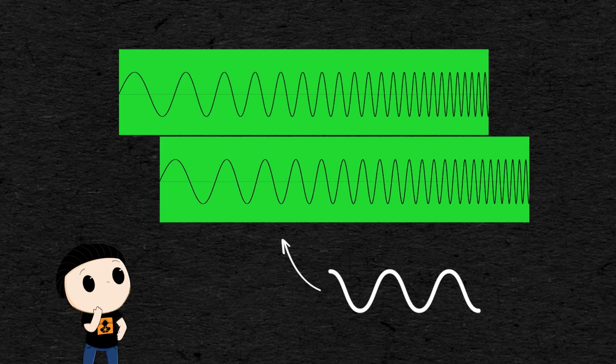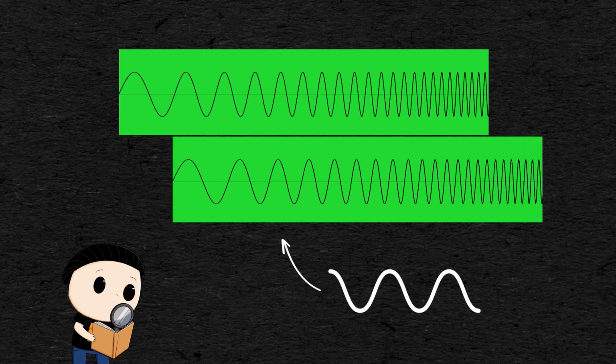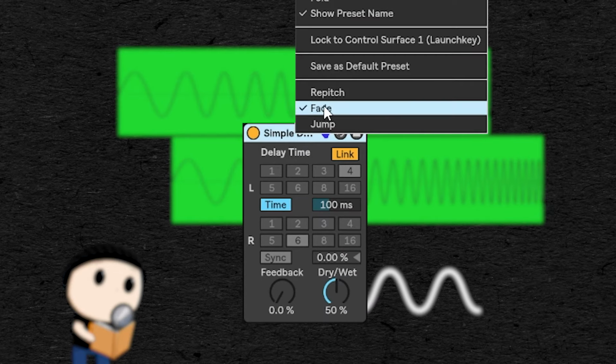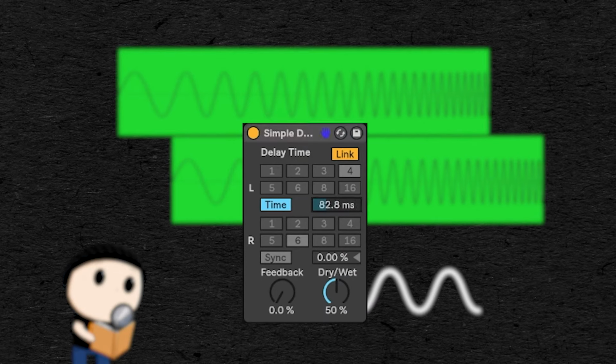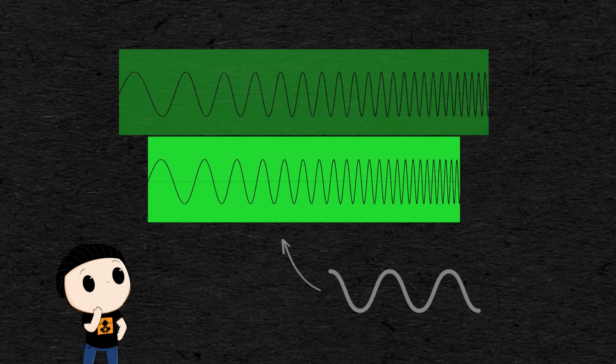But unlike a flanger, modulating the delay time will also alter the pitch of the signal, just like with the delay effect when we right-click it and put it in repitch mode. Shortening the delay time will make the pitch higher, and making the delay time longer will make the pitch lower. So with the LFO, the pitch of the second signal will go up and down, just like a vibrato.